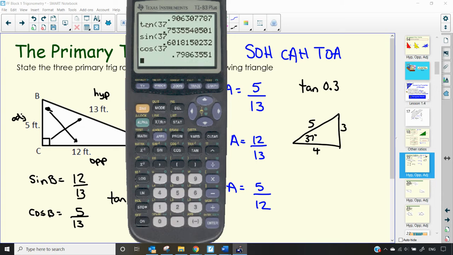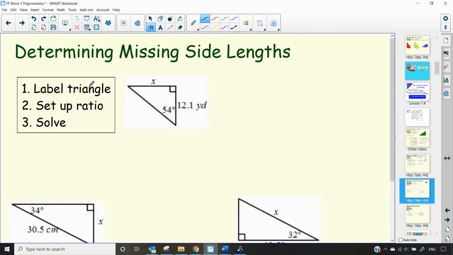So again, sine, cosine, and tangent just represent a ratio between our sides. All right, so let's get into some solving of trig problems.